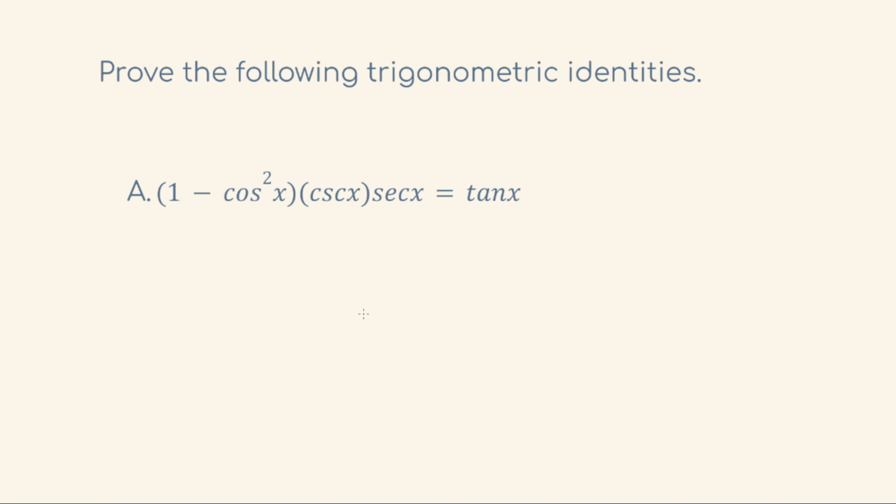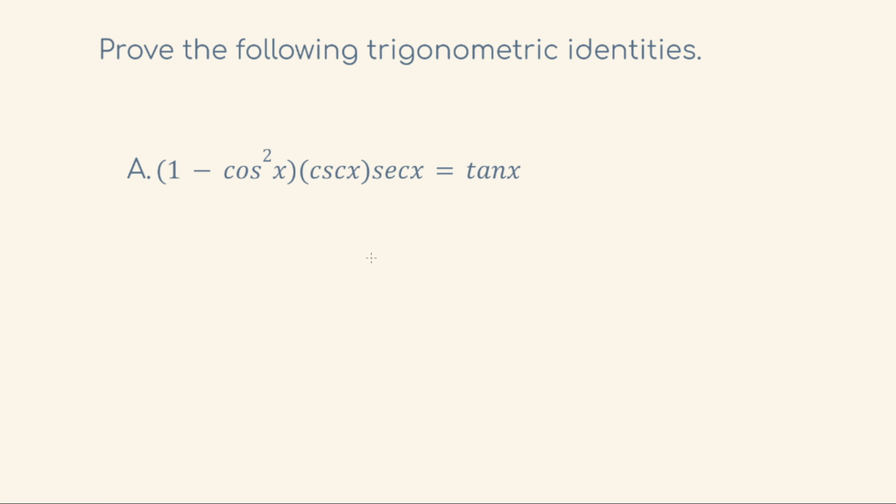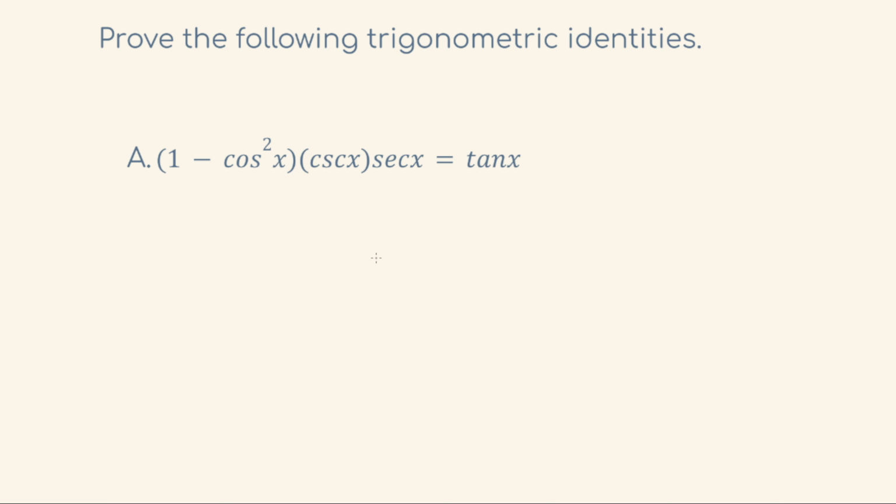Let's take a look at this first question. We've got (1 minus cos squared x) times cosecant x times secant x, and we're trying to prove that that's equal to tan x, okay? For any of these questions, make sure you're not manipulating both sides. Just start with one side and work with that side. If you want, you can go to the other side and work with that, but don't do anything like multiplying both sides by this. Just work with one side at a time.